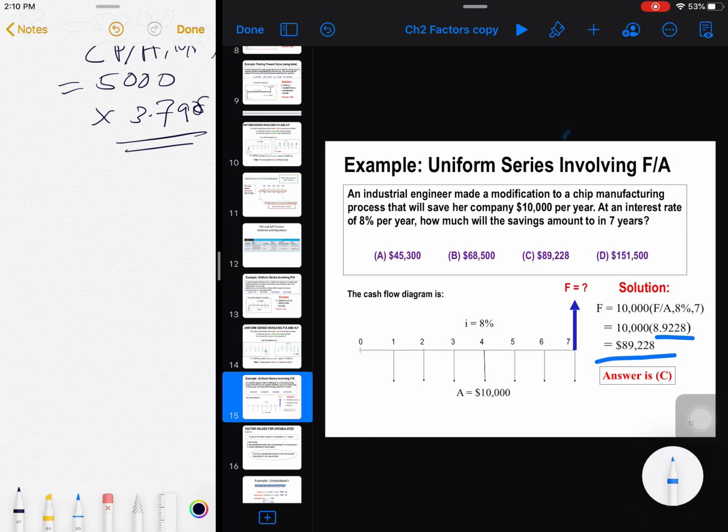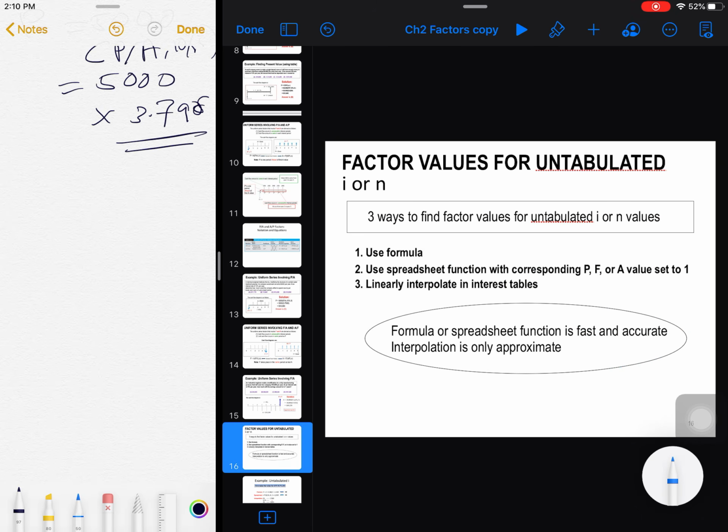So it's straightforward, you get the answer, which is C. Okay, all right. So factor values for untabulated I or N.